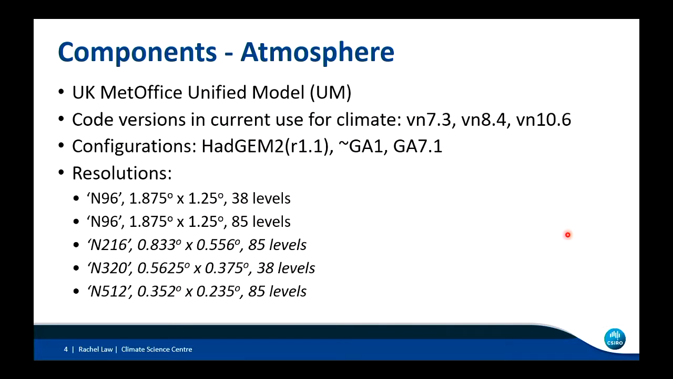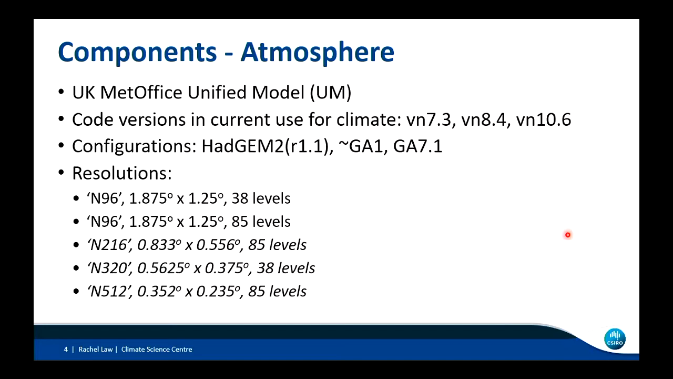In current use, we've got a variety of code versions that we are using. So the Earth System model I'll talk about in a little while uses the older version 7.3. Some chemistry work uses version 8.4. And our most recent coupled model version is at 10.6. But in a sense, the actual code version is less of an issue than what you would call the atmospheric configuration.